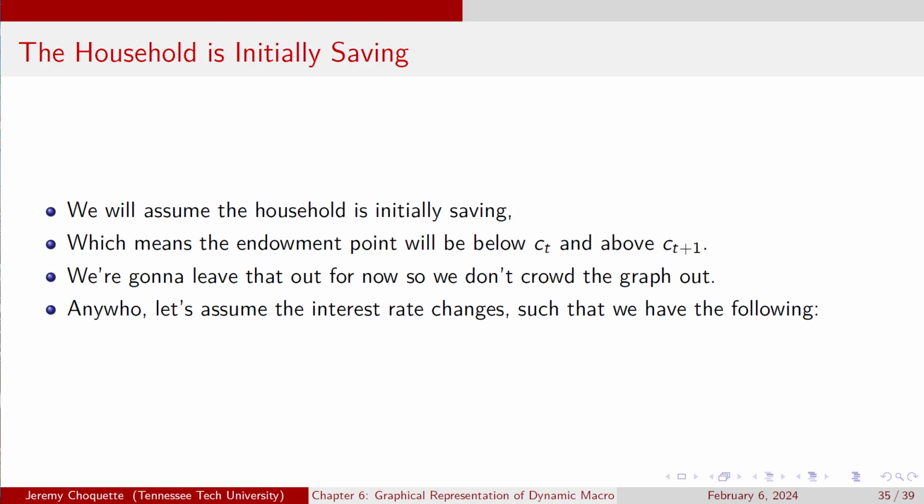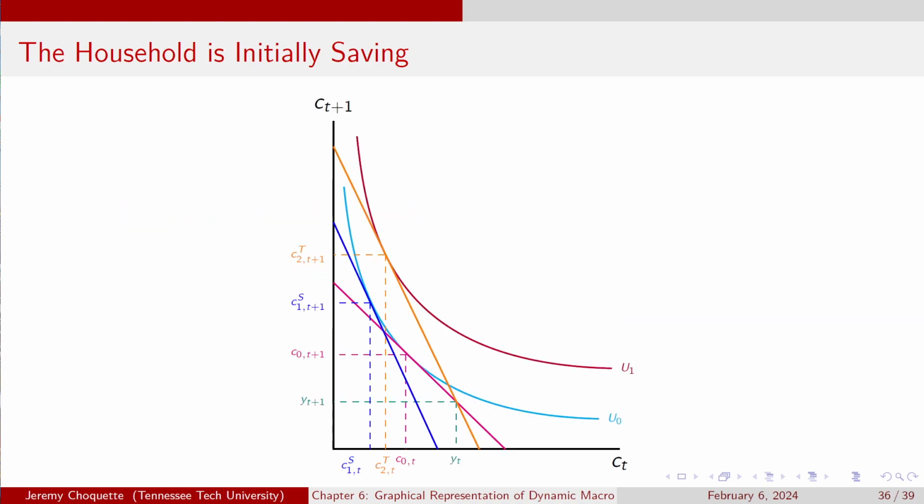But let's assume the interest rate changes. We have the following. Oh, my God. Okay, that kind of sucks. Whew. Okay. What are we doing here? Well, first, we have this pink budget line. This is the initial one, right? Then it pivots to the orange. Sorry about that. It doesn't pivot to the blue. It pivots to the orange. So this is the endowment point right here. And it pivots here. Now, when it pivots, we end up on a new level of utility.